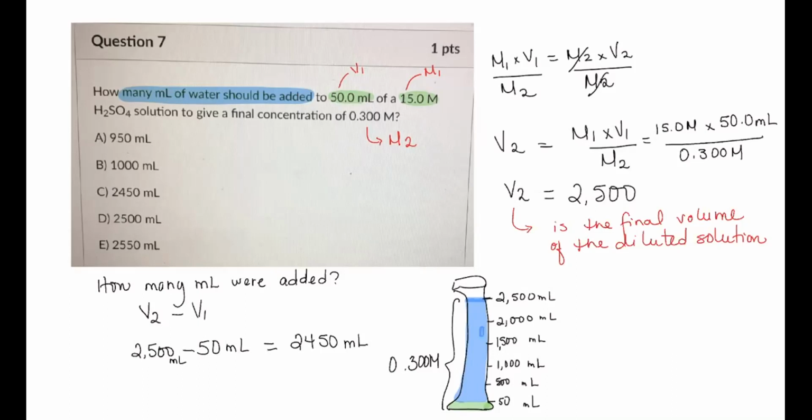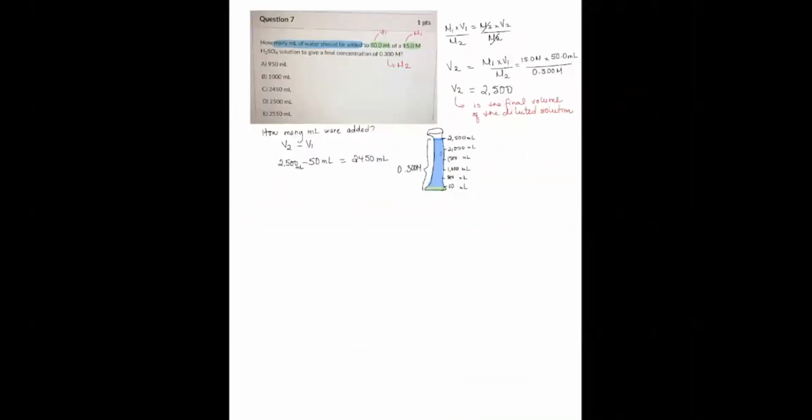If the question would have said, what is the final volume of the solution? Then your answer indeed is 2,500. But because the question is asking how many milliliters of water should be added, that is a variation, because I'm not only interested in the final volume, I'm interested in how much water was added. I hope that helps whoever is here in the class or watching the video afterwards.